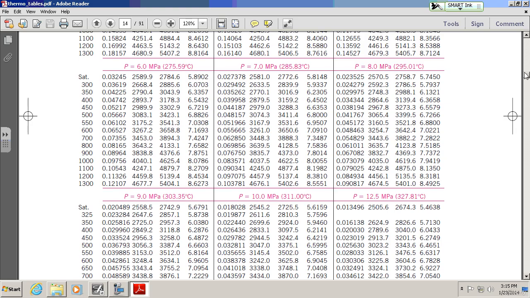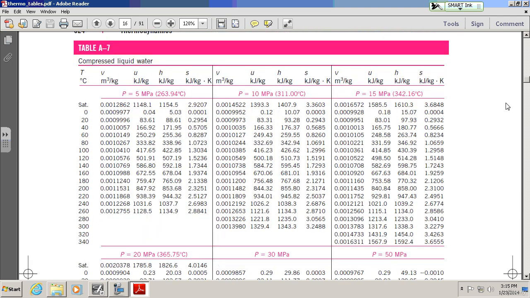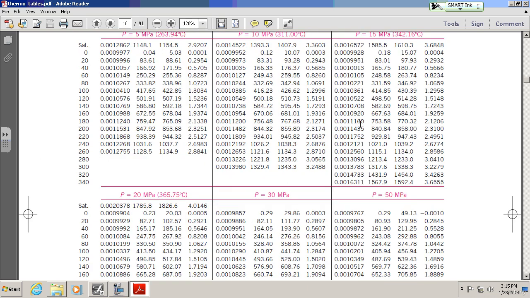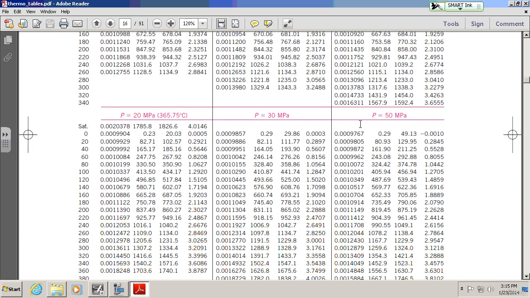Last but not least, compressed liquid. We don't have as many compressed liquid tables because frankly we don't deal with compressed liquid that much in thermodynamics. We do sometimes, and sometimes we have some short calculations we can do to simplify it. But they do give you a few compressed liquid tables. Next time, everybody, make sure you have the tables because we're going to dig in even more.